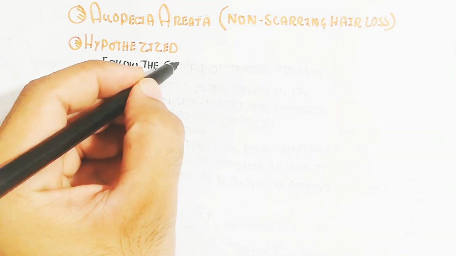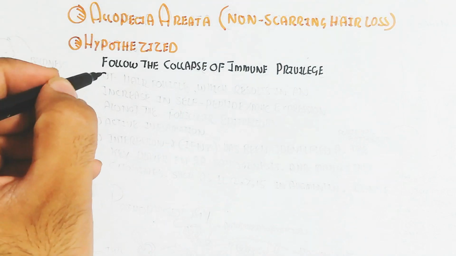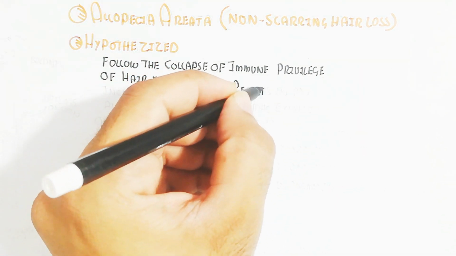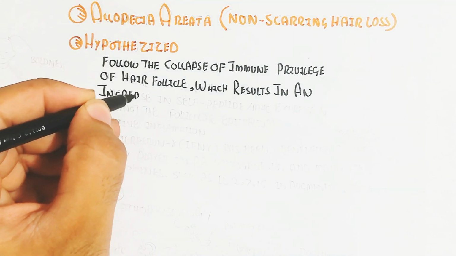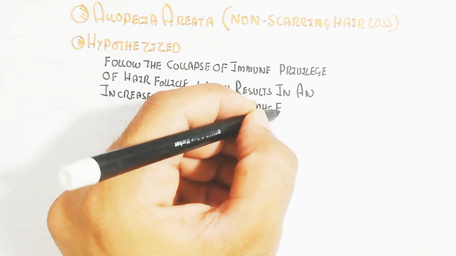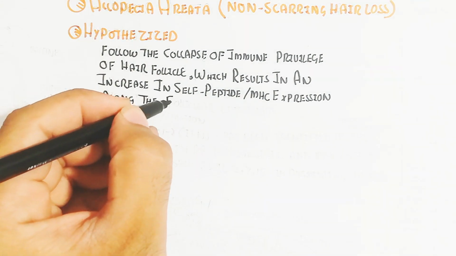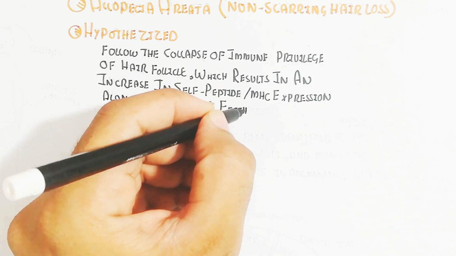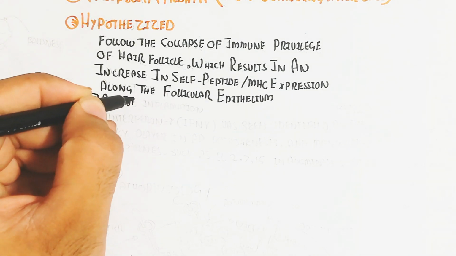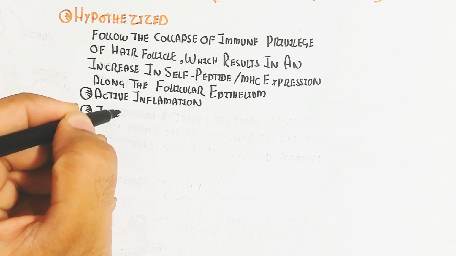The hypothesis follows the collapse of immune privilege of the hair follicle, and number one, which results in an increase in self peptide. Self peptide means the follicular cell will present the self peptide, like MHC expression, major histocompatibility molecule 1 and 2, along the follicular epithelium, and active inflammation.